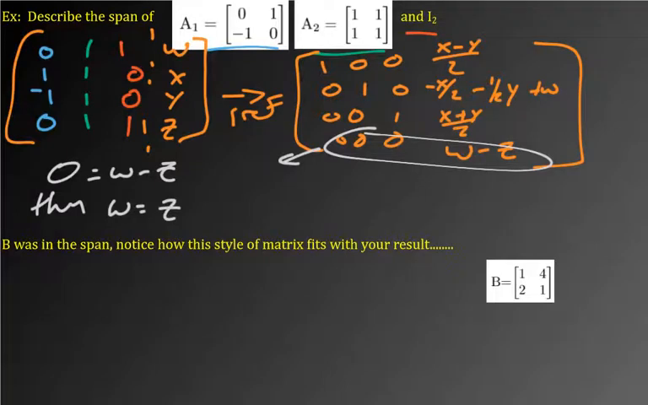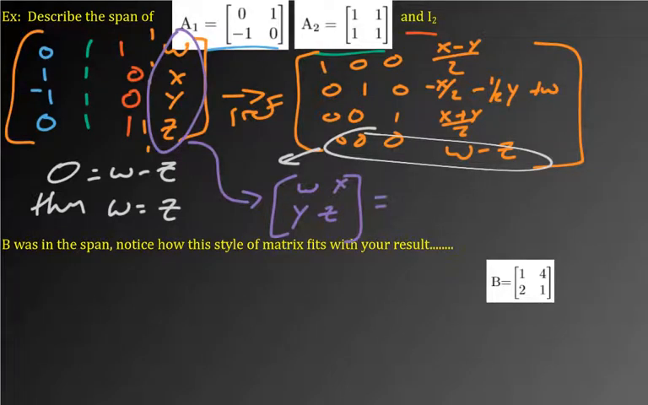So if I have a general W, X, Y, Z matrix, I just figured out that the only thing that really matters is that W is Z. So I have Z, X, Y, Z. And so this is actually how we would say the span of these matrices up here. It's basically any general matrix where the diagonals match.